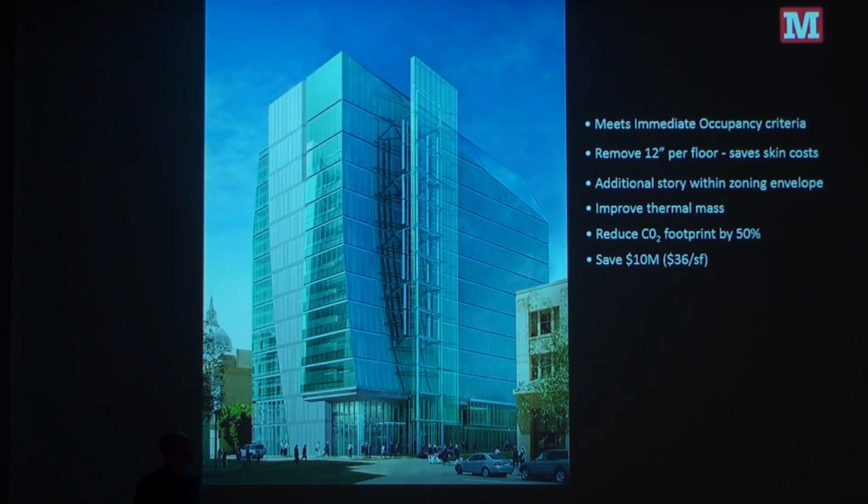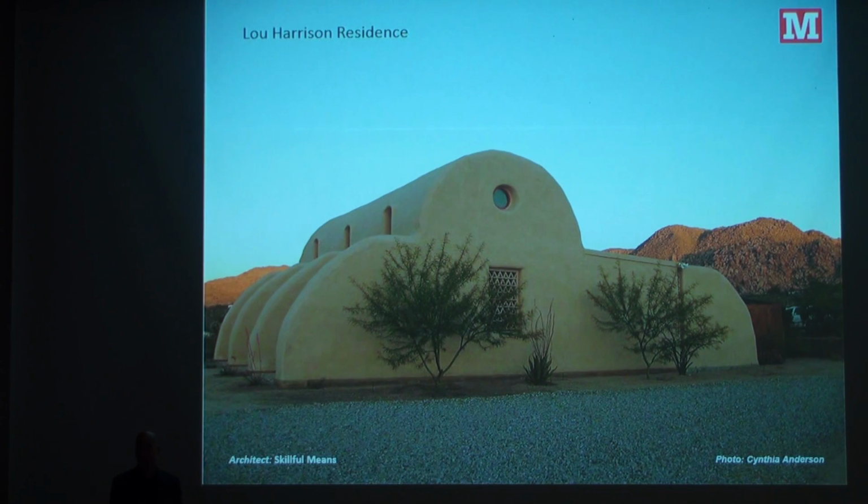So here's the punchline. At the end of the day, we met the immediate occupancy requirements. We got rid of the 12 inches per floor, but then we put it back as a new story. We improved the thermal mass, which changed the energy models. We also did collaboration with the concrete supplier and came up with low cement concrete. So we did a design charrette on concrete, cut carbon footprint by 50%, and got the $10 million. And so the point is that, to me, this is a really good story about system integration and design collaboration. Now I'm going to switch scales again.